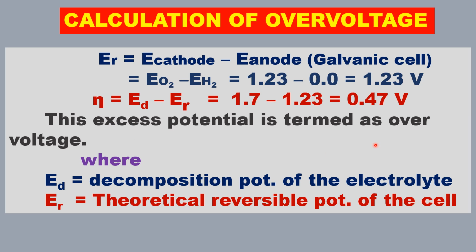This excess potential is termed as over voltage or over potential. Here Ed is the decomposition potential, or deposition potential in the case of metals, of the electrolyte, and Er is the reversible potential of the cell obtained by using the Nernst equation.